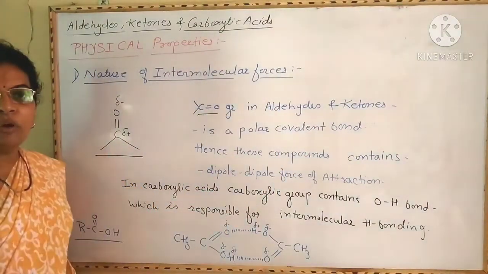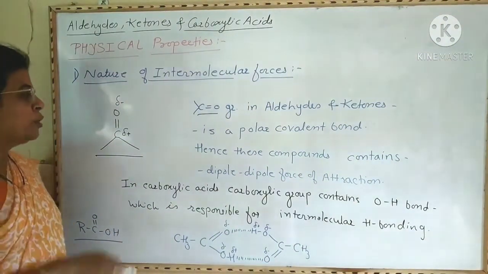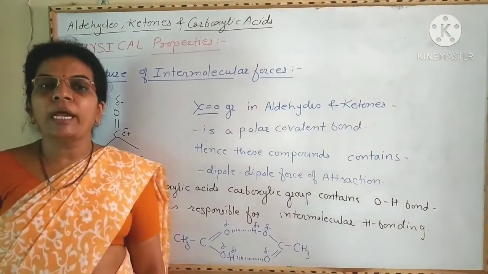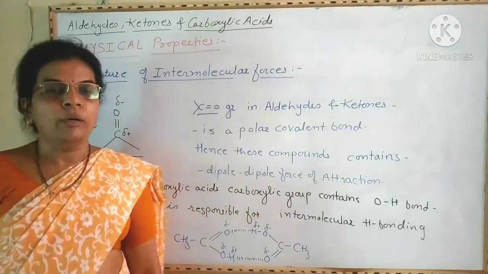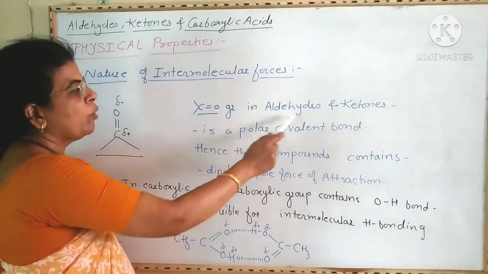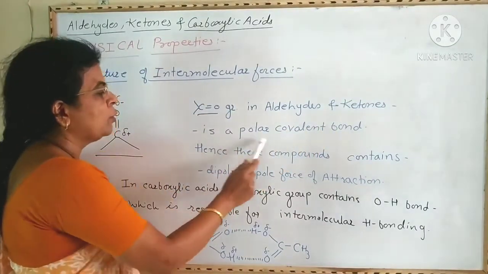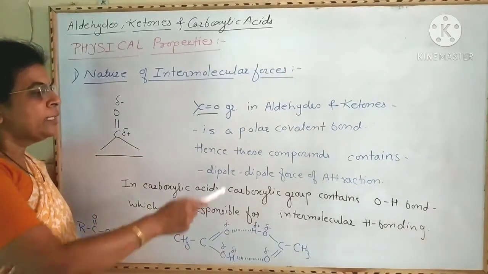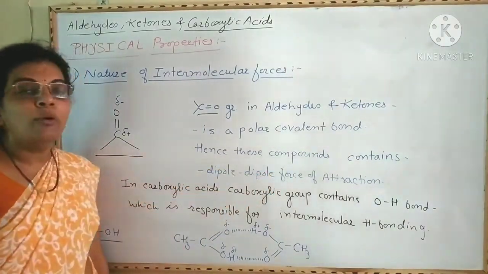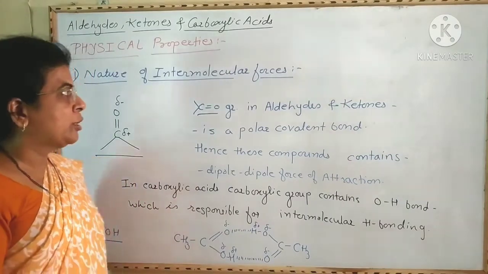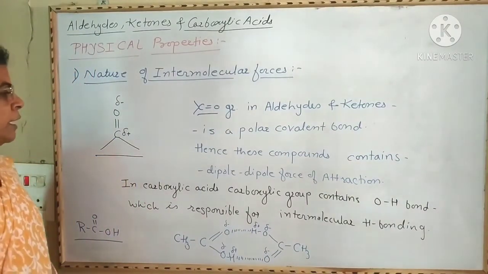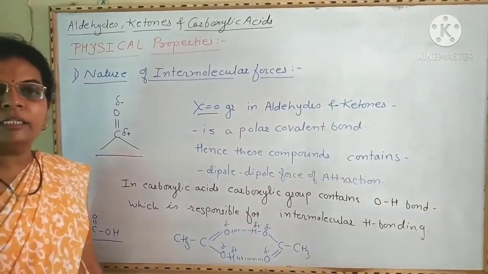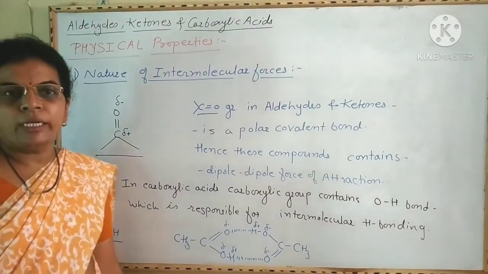Polarization means formation of positive and negative poles, and thus this carbonyl group in aldehydes, ketones and carboxylic acid is a polar bond. That is, the C=O group in aldehydes and ketones is a polar covalent bond. Hence, these compounds contain dipole-dipole force of attraction. That is, dipole-dipole force of attraction is present in aldehydes and ketones and in carboxylic acid also.